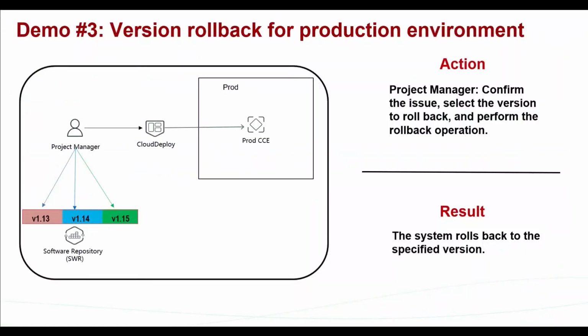Next, I will continue to the third scenario, which is about the version rollback. DevCloud provides features where developers are able to roll back the version of an application to a previous or specific version in the running environment when there is a failure of the application. This minimizes the service downtime and ensures that the user experience is not affected too much. In this demo, the project manager is responsible to confirm the issue and perform the version rollback operation with a specific version.